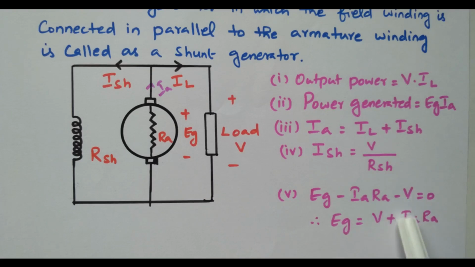Some of the voltage is dropped across the armature. Balance is available at the load terminal, right? So this is a very important equation. Eg equal to V plus Ia Ra. Generated voltage equal to terminal voltage plus the resistive drop, the armature resistance drop, Ia Ra.